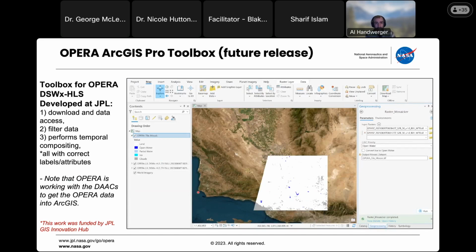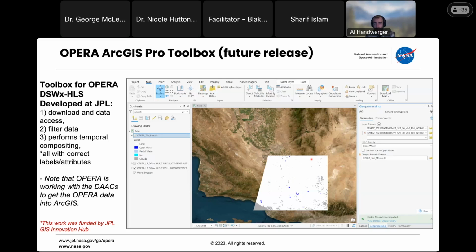And the final thing to mention is that we're also developing an ArcGIS Pro Toolbox. It's been prototyped and is working well, but it's not yet released to the public, as we need to work with JPL to get the prior approvals before we can release it. It was developed through some internal funding at JPL, and right now it's just for the water product, but it will allow you to do everything just within the Arc interface.